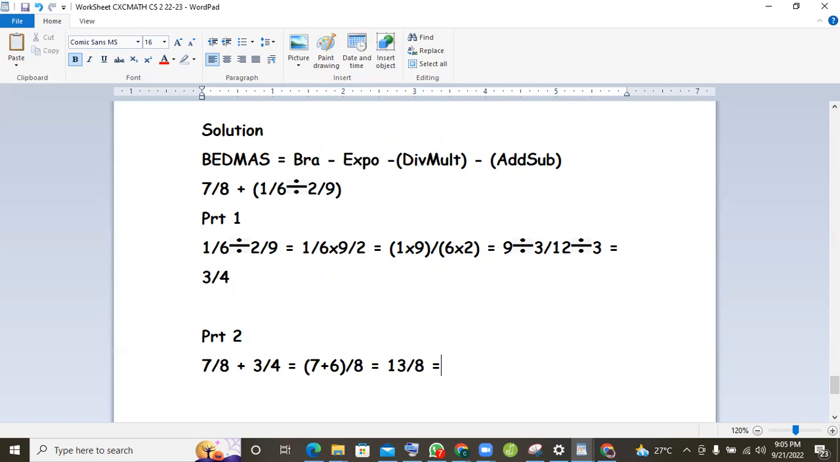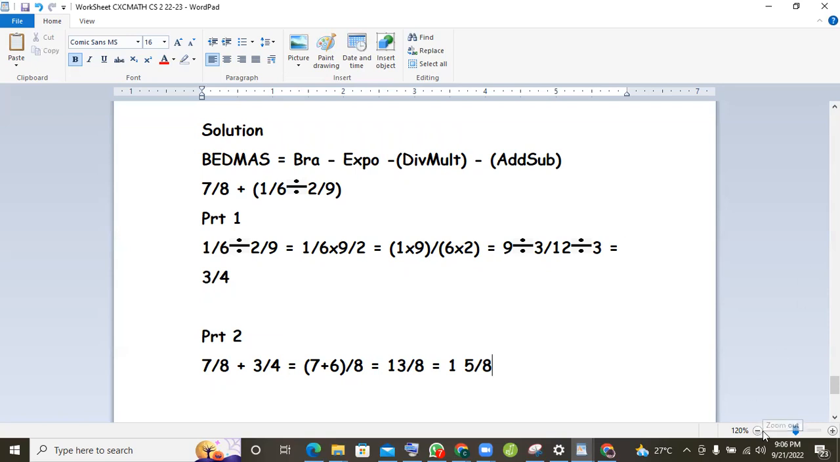That's an improper fraction. The numerator is bigger than the denominator. How many 8s are there in 13? 1. What is the remainder? What is 13 minus 8? 5. 5 upon the same 8. So that's 1 and 5/8. And that should be the answer for this question.